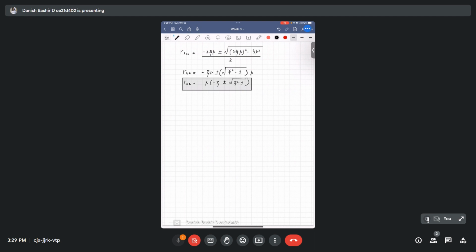The values of r, these two roots r1 and r2 of this equation, will decide the type of damping that will occur in our system. So we will see what these types of damping are.